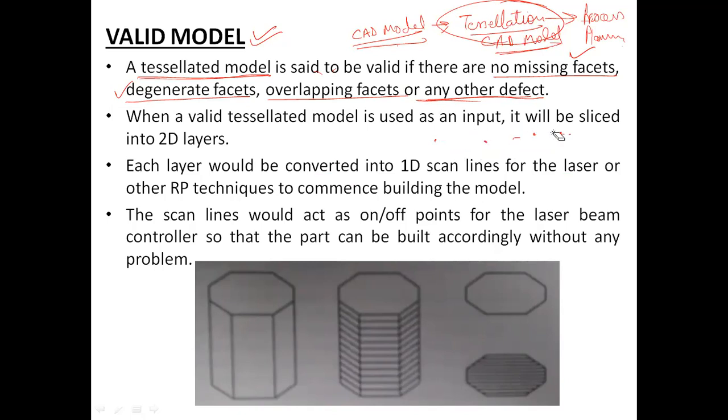So what is an overlapping facet? An overlapping facet is like this: there were two triangles which were like this, but suddenly, due to a mathematical round-off error during tessellation, this is one, and this point actually shifted over here. So there is a small amount of overlap here. The point has actually shifted for one triangle, but it has remained static for the other triangle. So a common vertex has actually been duplicated.